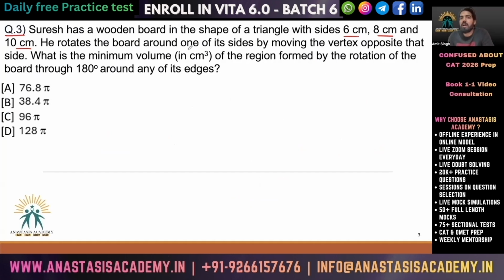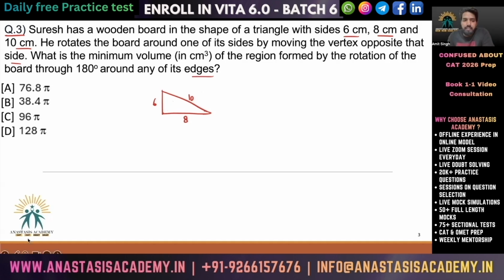He rotates the board around one of its sides by moving the vertex opposite that side. What is the minimum volume of the region formed by the rotation of the board through 180 degrees around any of its edges? Okay, so let me just draw the diagram of this triangle first. So this is 6, this is 8, and this is 10, right, guys? Now we have three edges. One is 6 centimeters long, the other is 8, and 10 centimeters long.